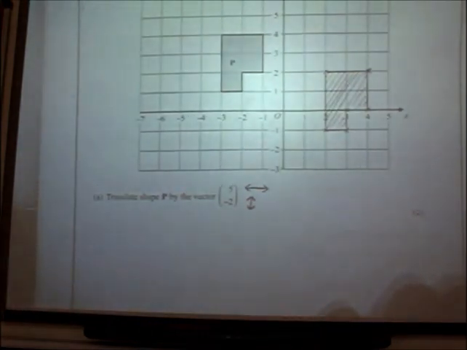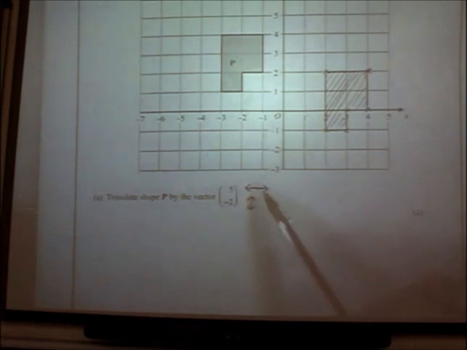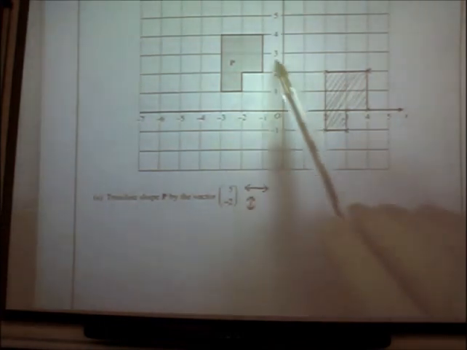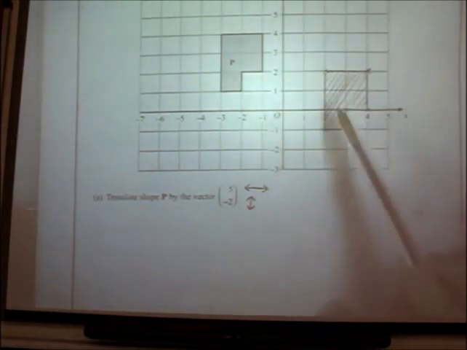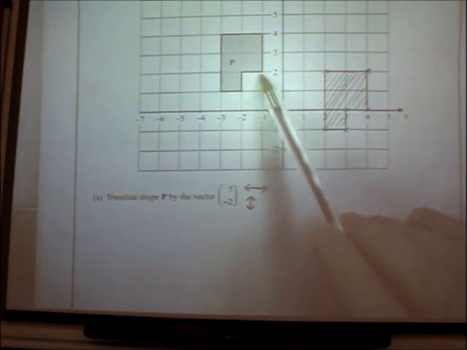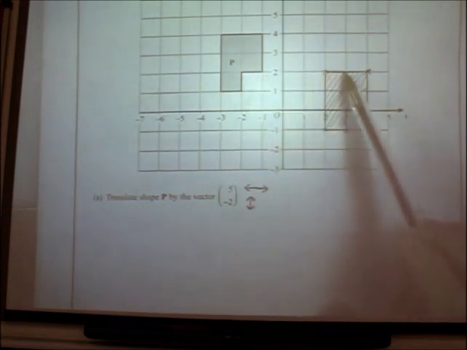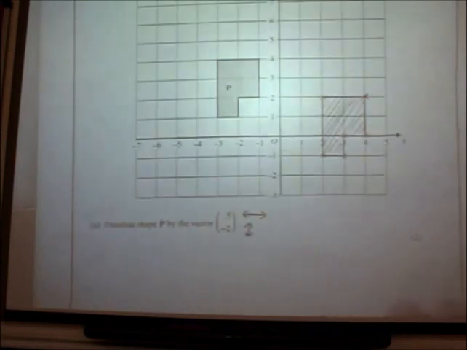Question 7. Next one. Translate P by the vector 5, minus 2. 5 means, the top one means go across, the bottom one means go up or down. So it shifts across 5 and down 2. And it's down 2 because it is negative. I count each point, 1, 2, 3, 4, 5 and down 2 and put a little cross. I've shaded mine in just so you can see it.